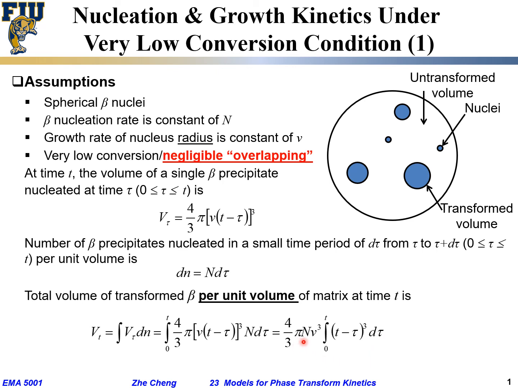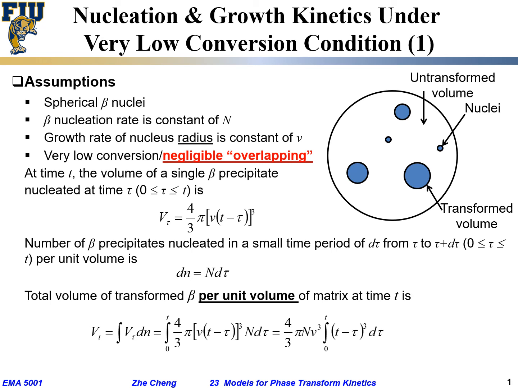Okay, again, N is the so-called constant nucleation rate per unit volume per unit time. How many new nuclei, spherical nuclei, form? V is the so-called linear growth rate of the nucleus. Pay attention, radius. We are assuming that each of the nuclei is a sphere, and the linear growth rate of the radius, dr over dt, is this v, and we said it is a constant. So we put this outside, and then we are left with an integration term from 0 to t of (t minus tau) to the power of 3 d tau.